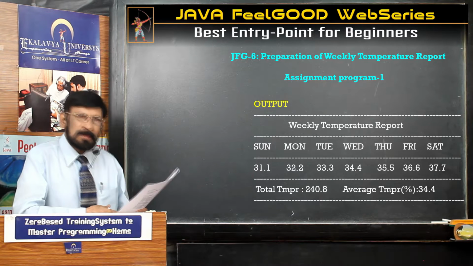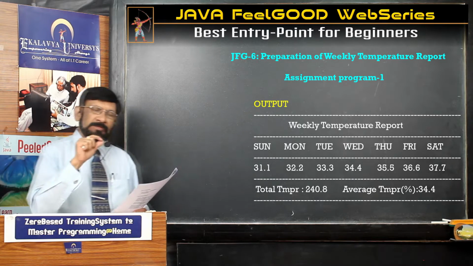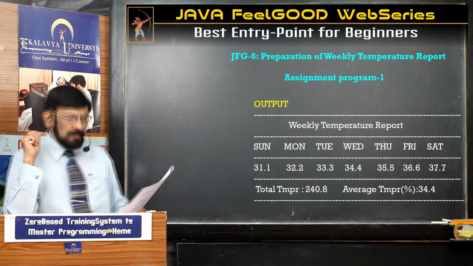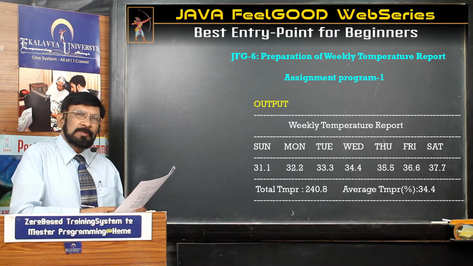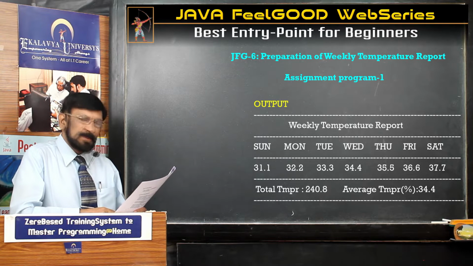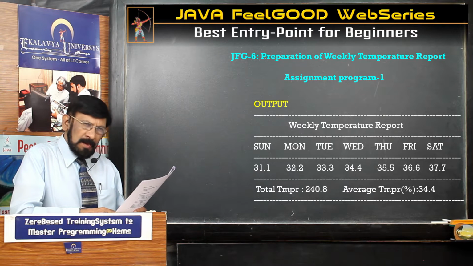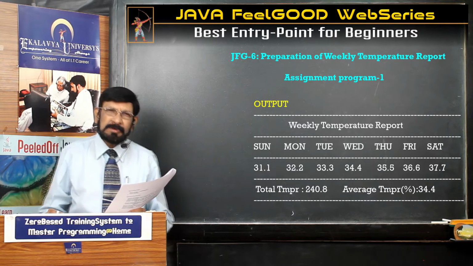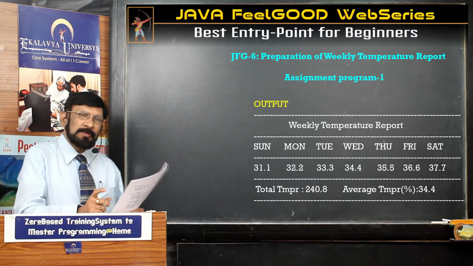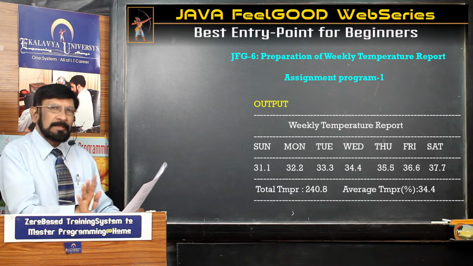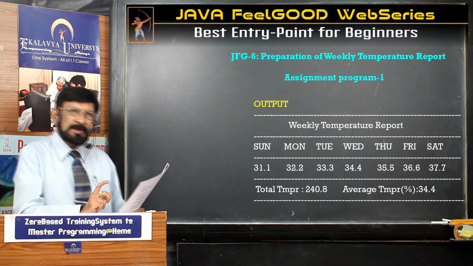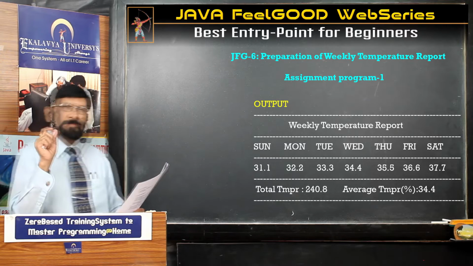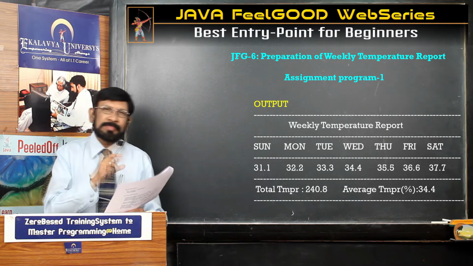Actually, you have to prepare a weekly temperature report. In this, Sunday to Saturday, 7 days' temperature you have to give as input. Thereafter, you have to calculate the weekly total temperature as well as the average temperature. Total temperature and average temperature, you know the formula. For that you have to define 2 instance methods. That's it. Now this is understanding the problem, and the solution. Solution I have given. Your program should 100% generate the same output.